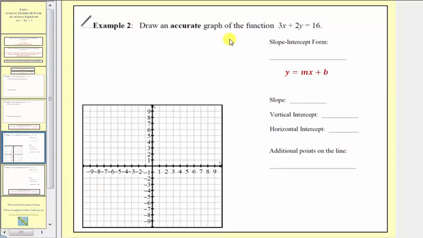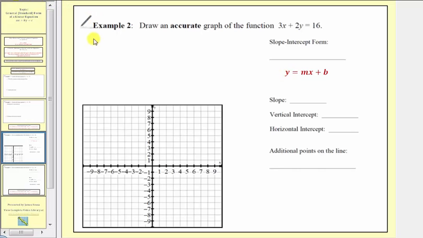Here we're given the linear equation in general form 3x plus 2y equals 16. We're asked to write the equation in slope-intercept form, give the slope, give the intercepts, find additional points on the line, and graph the line. To write the equation in slope-intercept form, we want to solve the equation for y.